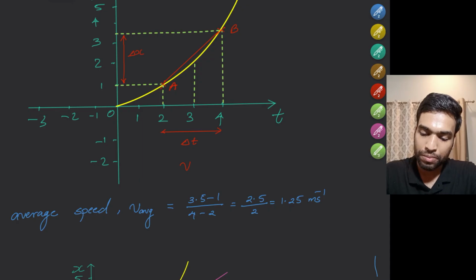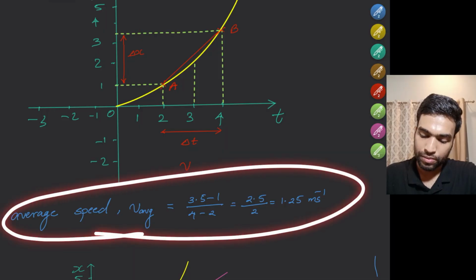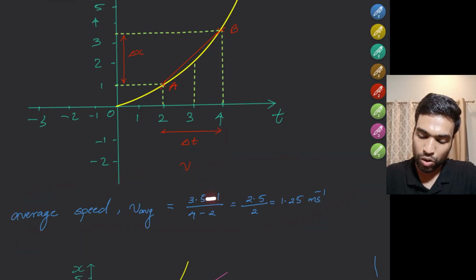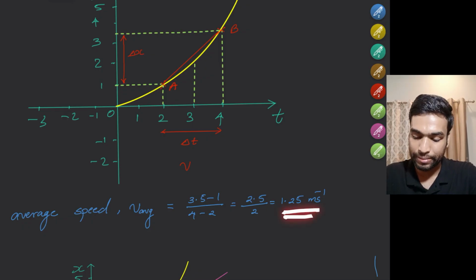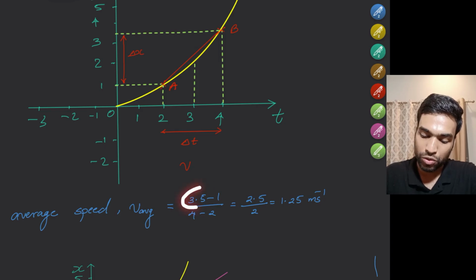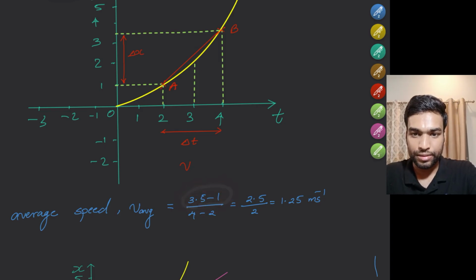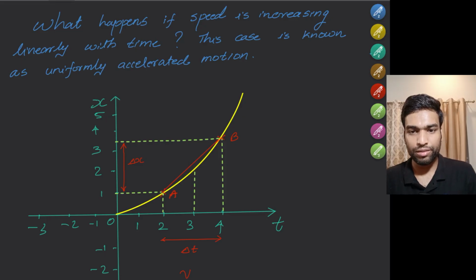So this point B is (4, 3.5). That means at 4 seconds the position is 3.5. Therefore, average speed is 3.5 minus 1 divided by 4 minus 2, which is equal to 2.5 divided by 2, which is 1.25 meters per second. 3.5 minus 1 is the displacement.